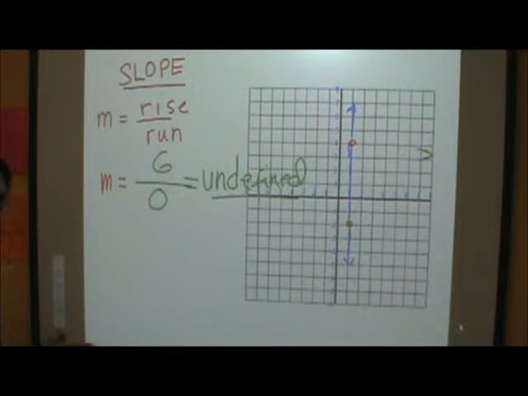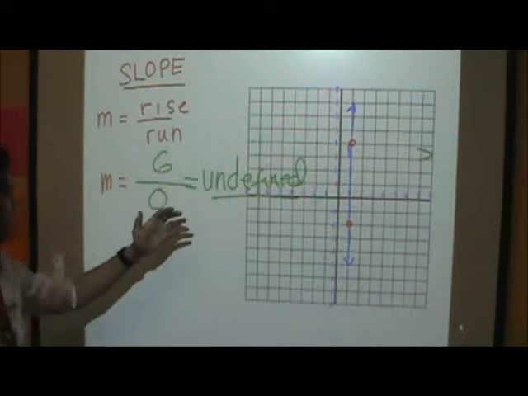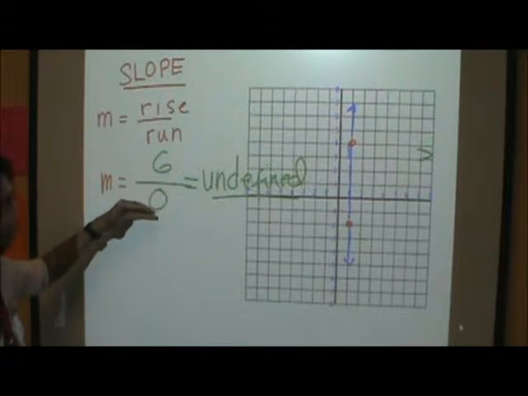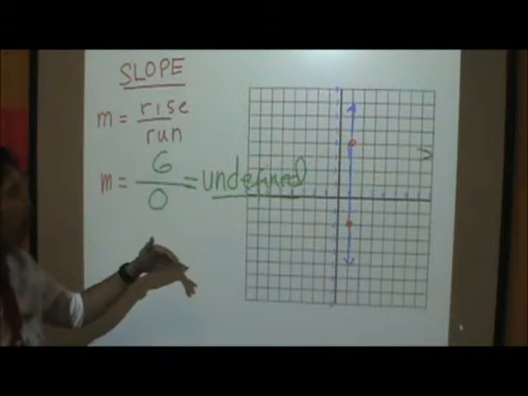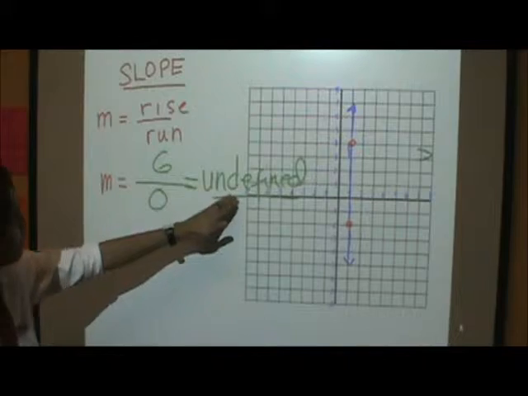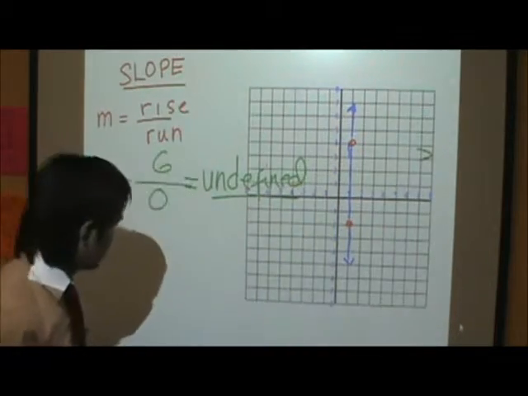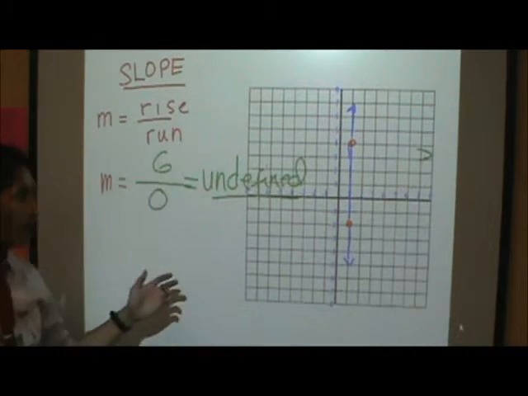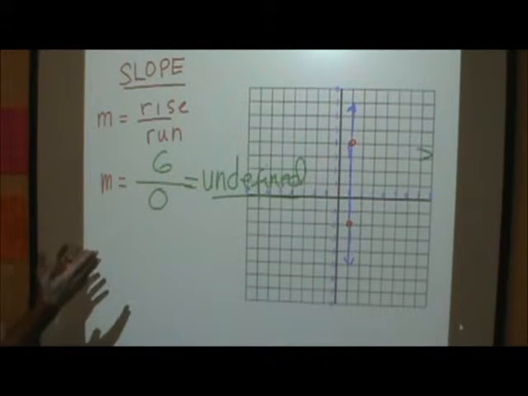Now be careful, a lot of students are doing 6 divided by 0 and they think the answer is 0. No, because the 0 slope is for the horizontal line, and the undefined slope is for the vertical line. That's how you solve for slope using the graphs, okay?